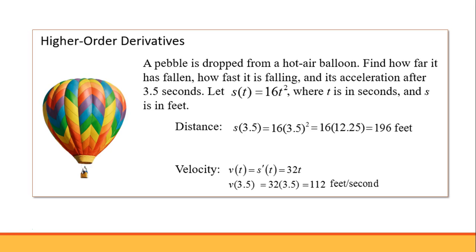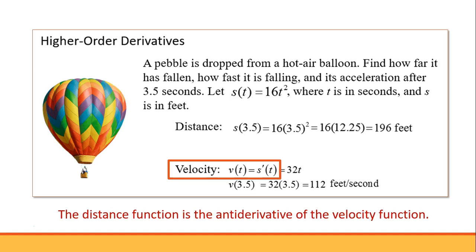Now we've actually seen velocity before. We looked at a problem like this, where we said if we know a function for distance, we can find a function for velocity by taking the derivative of the distance function. But in this case, we knew the velocity and we wanted to know the distance. So the distance function is the antiderivative of the velocity function. So now we know that distance can be found in two ways. We can either find the antiderivative of the velocity function to find a distance function, or we can find the area underneath a graphed velocity function.